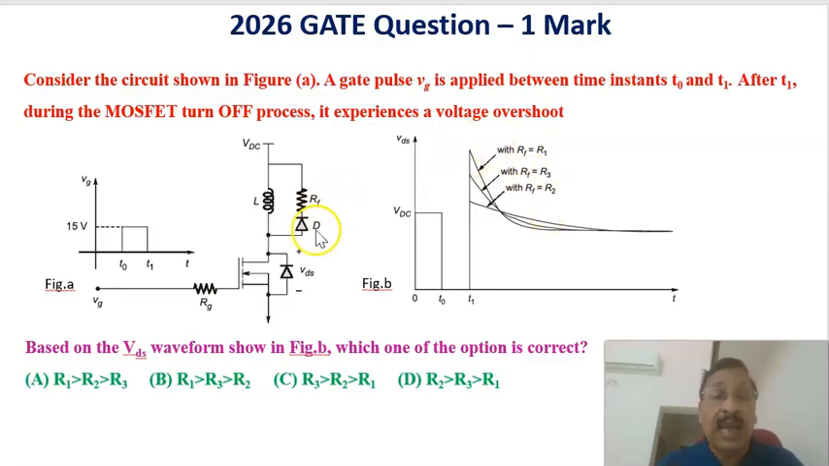Of course, as L by R is the time constant, as the resistance increases, the time constant reduces. Therefore, here the voltage changes suddenly and the time constant is least for this one, and the time constant is maximum for this case. Therefore, as the time constant is increasing, the resistance value is reducing. Based on that, we can conclude which of these three statements is correct. Let us see the next slide.